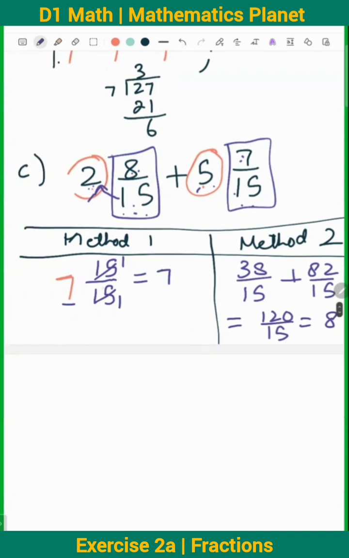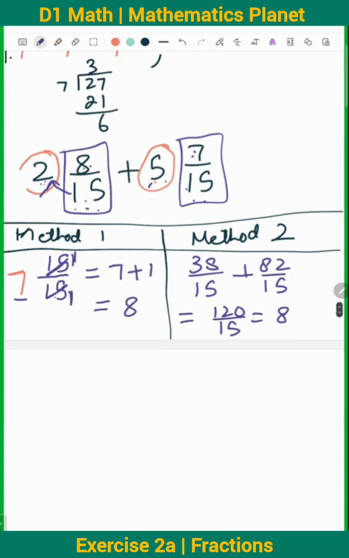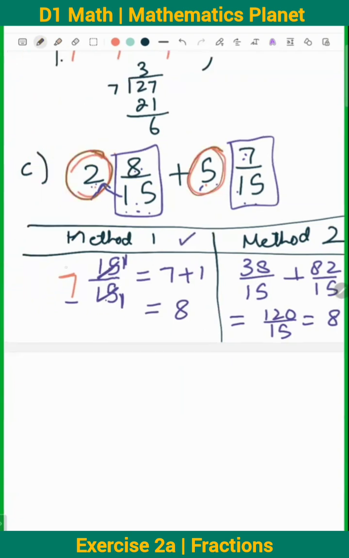Okay. Let me tell you the shorter method once again. First add the whole numbers. 2 plus 5 is 7. Are you getting it? Now add the fractions. 8 plus 7 is 15 by 15. Now cancel out the fractions. 15 by 15 cancels out, got 1. Add that 1 to the whole number. You will get it. Okay? Clear to everyone? Okay.